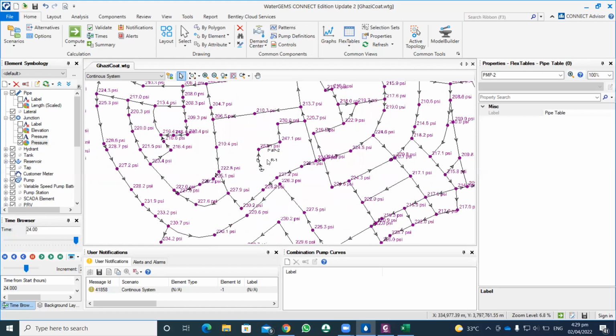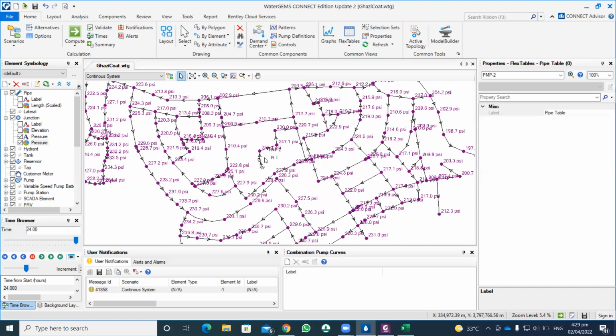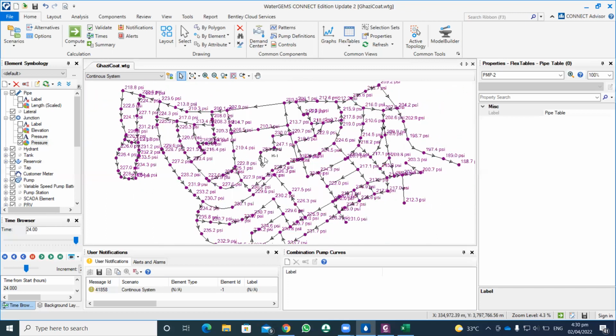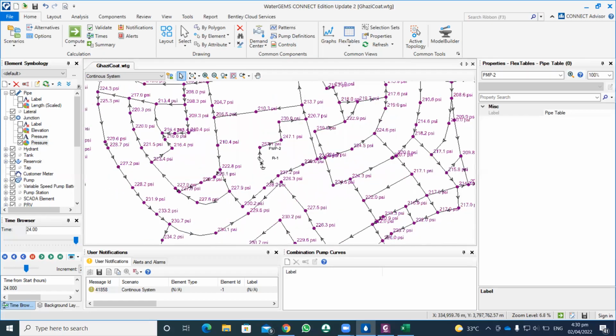Then you have to provide controls for that pump, so I'm going to provide pump controls to this pump. And one thing to remember: if you want to design a water supply network, it is not appropriate to use a pump that draws water at a very high rate.